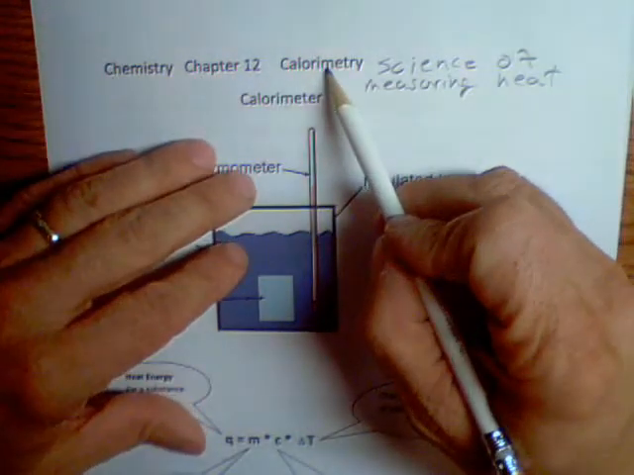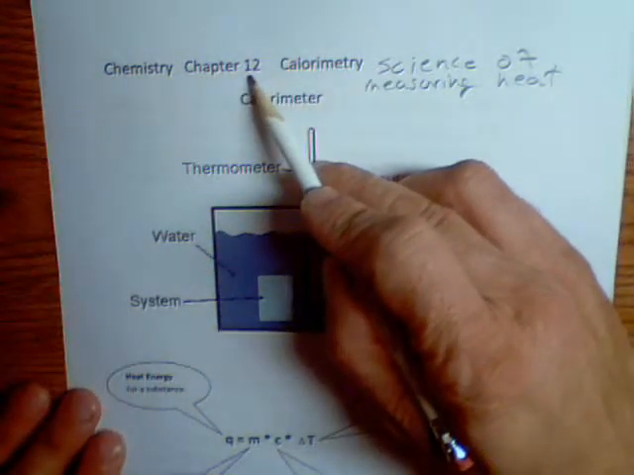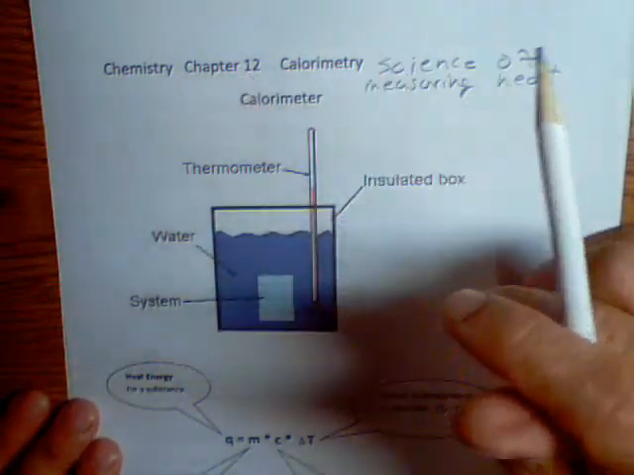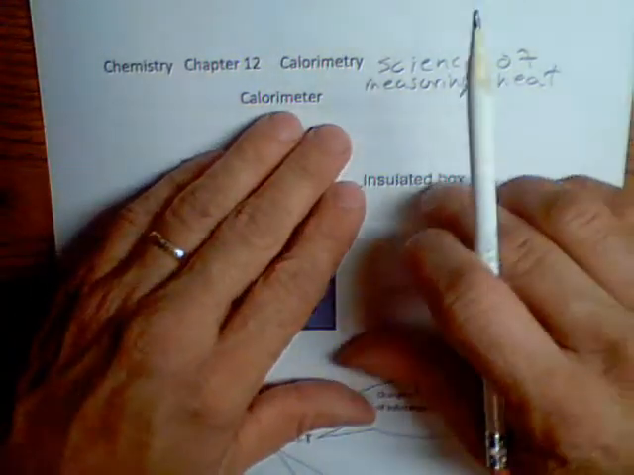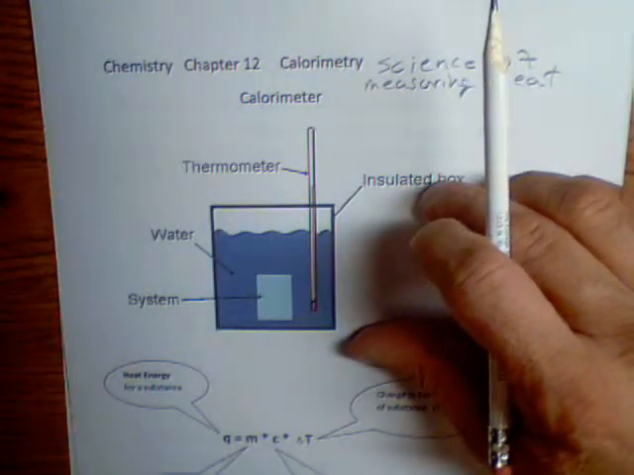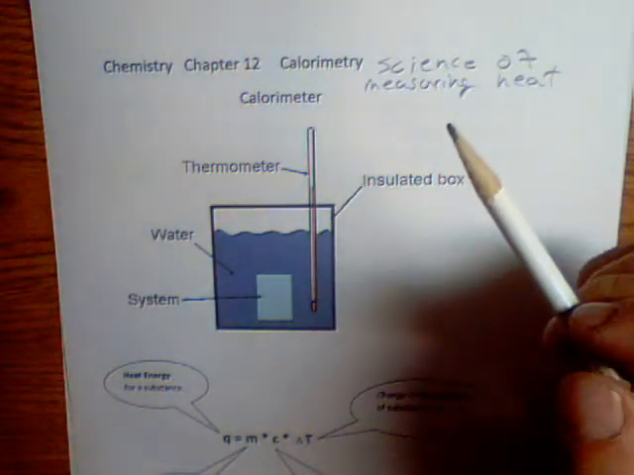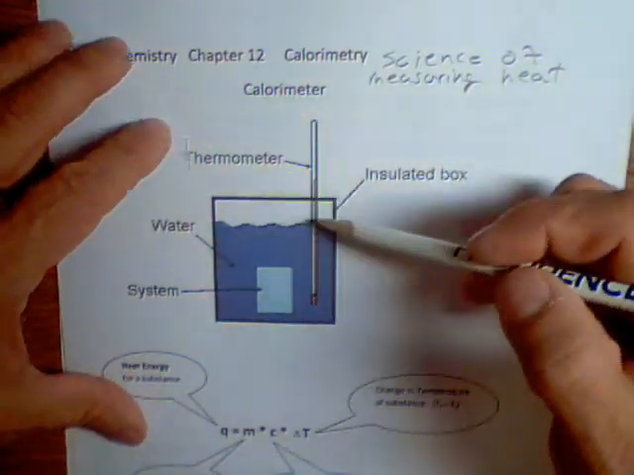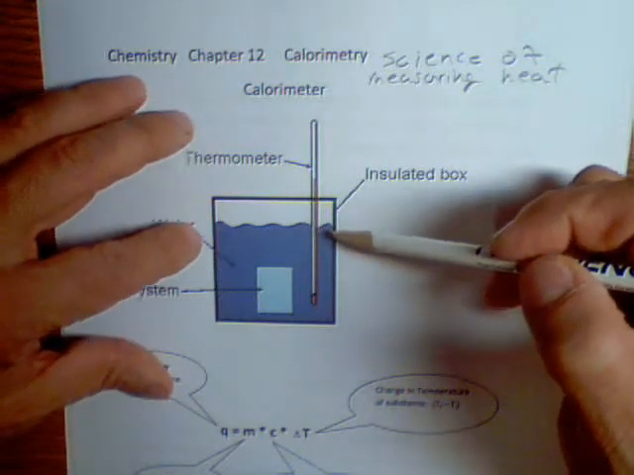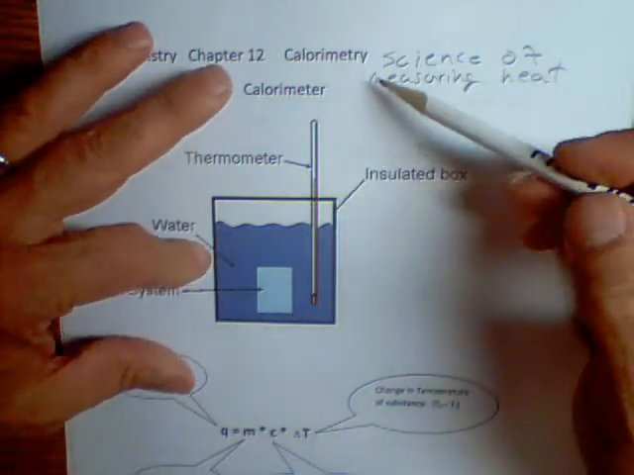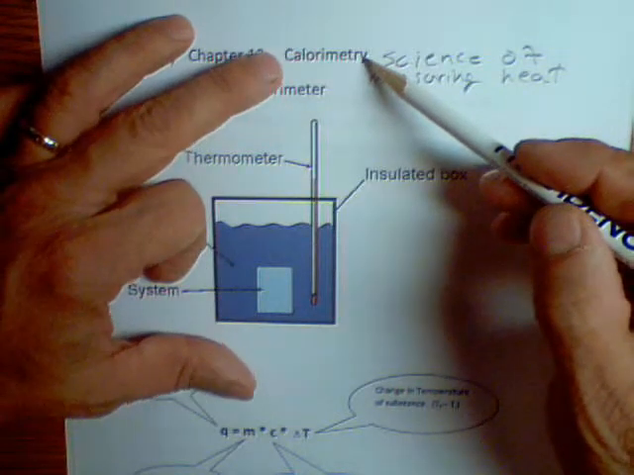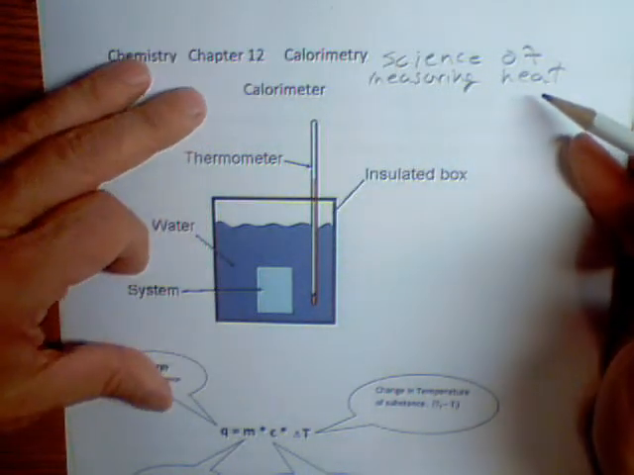We're talking calorimetry and we're in chapter 12. So turn to page 396 in your book, thereabouts. We're working problems that are listed in your book, and we're explaining what a calorimeter is, because we use a calorimeter to study calorimetry. Calorimetry is the science of measuring heat.